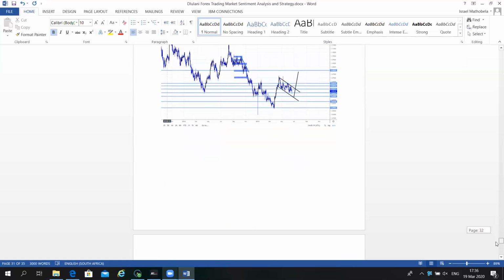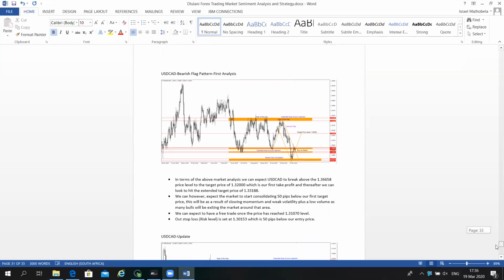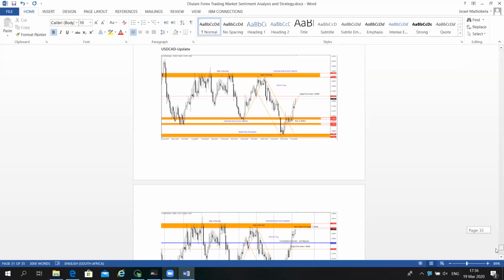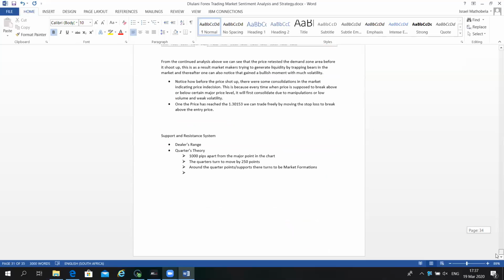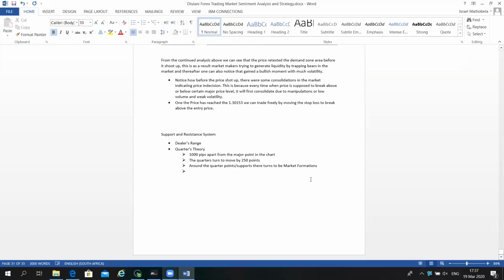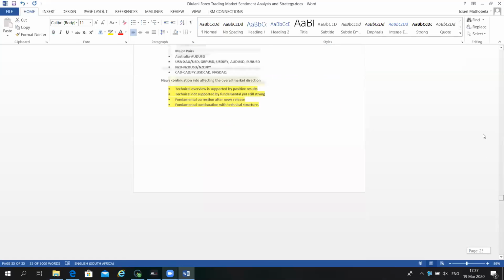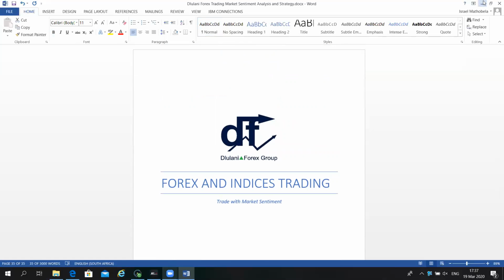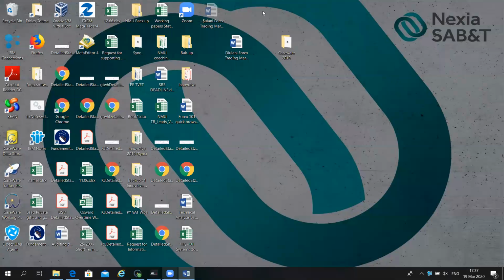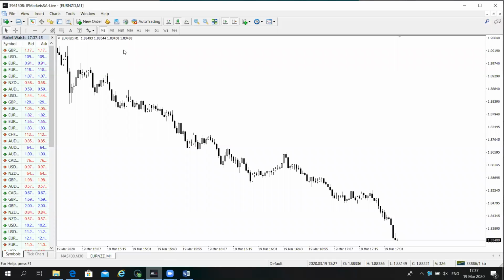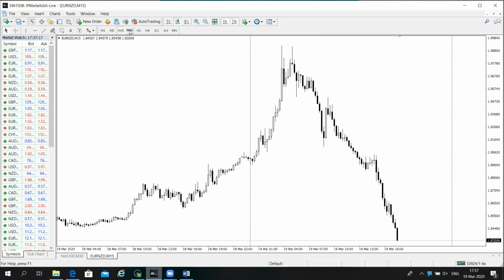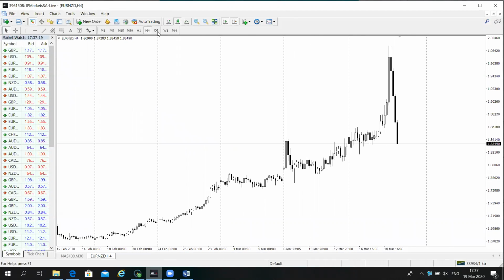So there's quite a lot of analysis that we've made, even the USD CAD that I showed you yesterday. So this is just to cement. And here's the quotas theory. That is just to cement what you need to learn, right? So this book is not for free, but rather it's for sale. But it's just to cement what you need to learn.